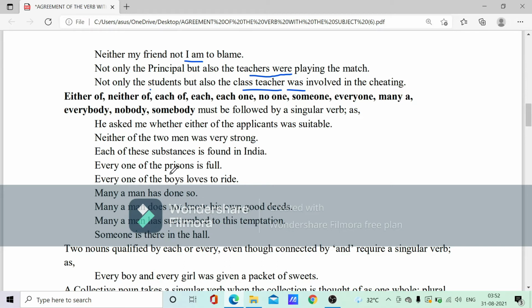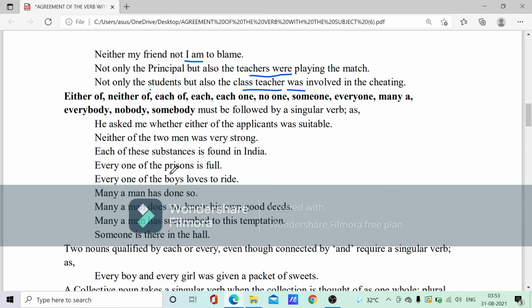Then the next rule is this: if you find either of, neither of, each of, each one, no one, someone, everyone, many, everybody, nobody, somebody, these kinds of words, then you have to use only the singular verb. Why? Because if it is written either of, the next word that comes after either of is plural, but you have to select one: either of the boys, neither of the boys, either of the students. What does that mean? Either of means ek, neither of means koi nahi.